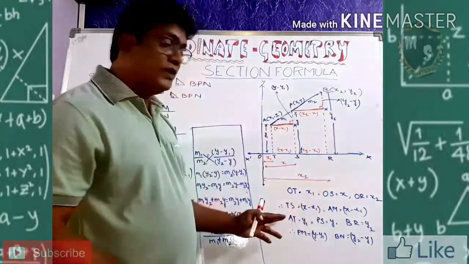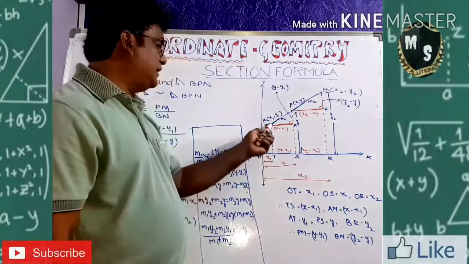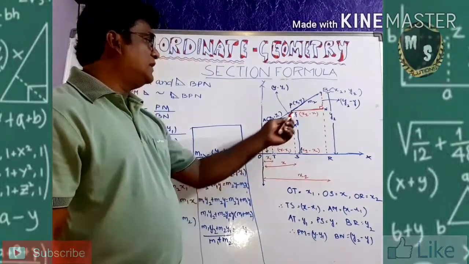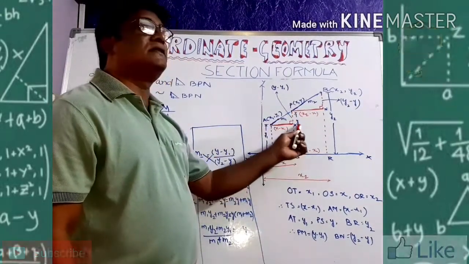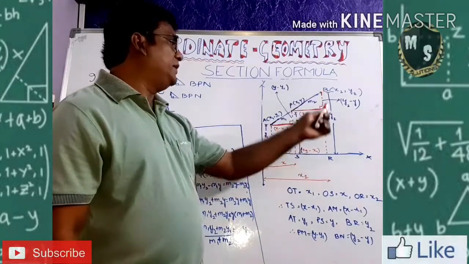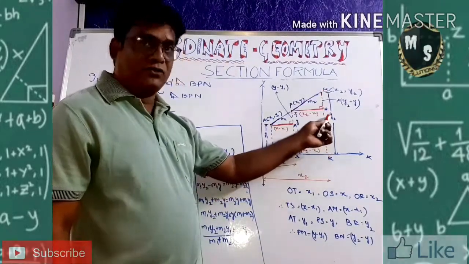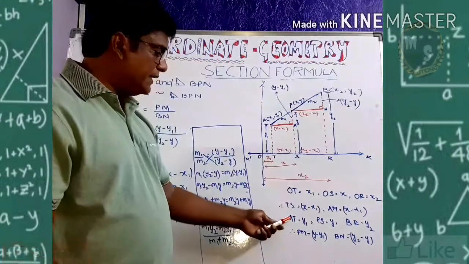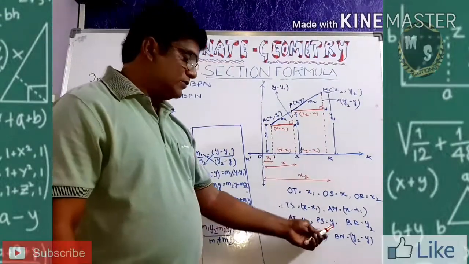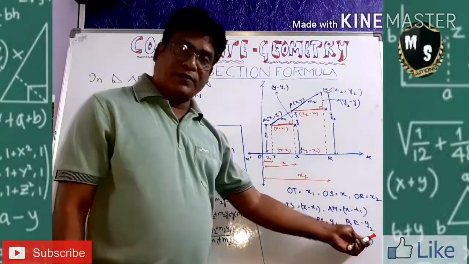So now you see we are in y coordinate. So what is AT? AT is y1. What is P2S? P2S is y. Then what is B2R? B2R is y2. Clear? So AT is y1, PS is y, BR equal to y1, y2.